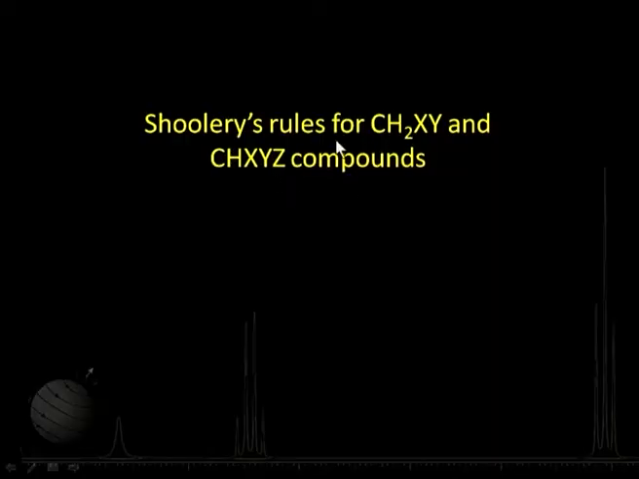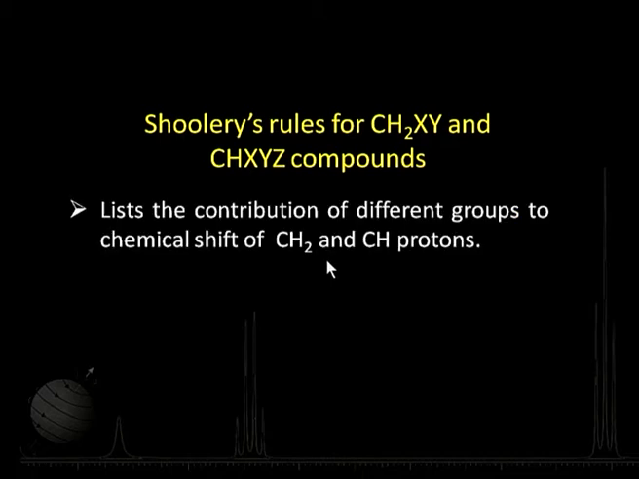They basically are the rules for moieties of the kind CH2XY. Basically, they are methane derivatives. That is the way we can visualize it. That means CH2XY, where X and Y are two substituents, or we can think of species like CHXYZ, where X, Y, Z are the three substituents. So, for these, what Schoolery has done is that he has given contributions of different groups. That means, if I have a species like CH2 and there are different groups there, what is the contribution of each group to the chemical shift of these protons?